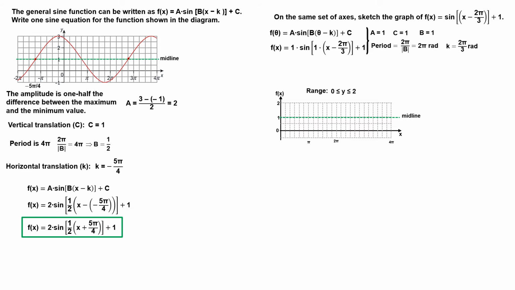We determine the values of theta for the start and end of one cycle from the given function. The period is 2 pi and the horizontal translation is 2 pi over 3. We sum 2 pi over 3 with 2 pi. So we can think of starting the graph at 2 pi over 3 and finishing at 8 pi over 3.